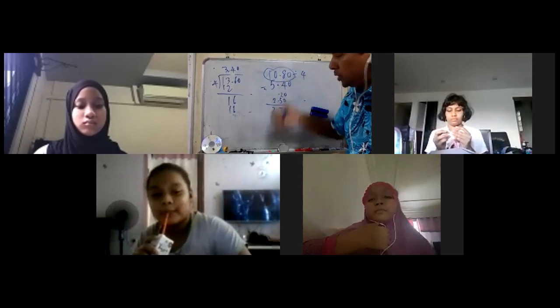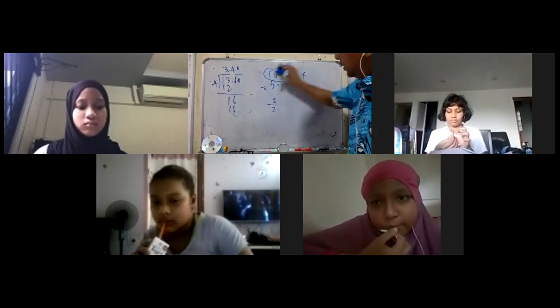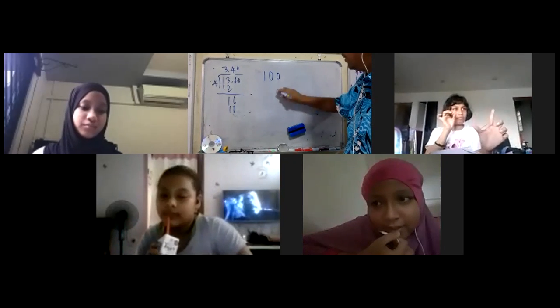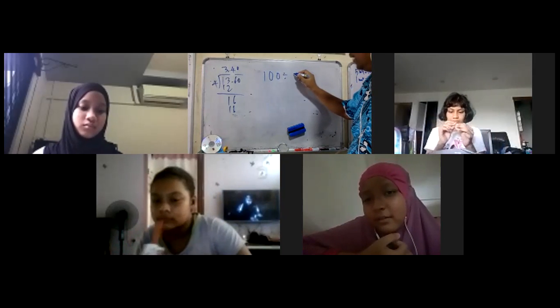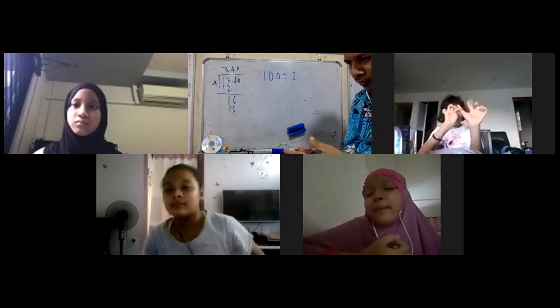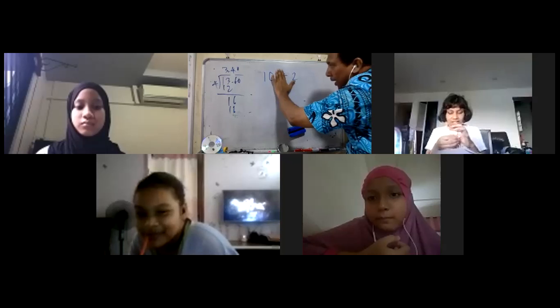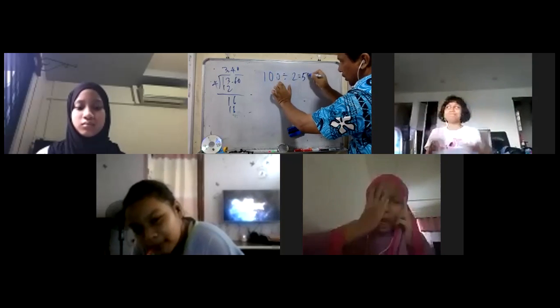Why do I want to teach you this? Because your calculation becomes faster, no? Okay, we try now. Next one. 100 divided by, okay, divide by 2. What's your answer? 50. Okay, if those of you do not know, you cover the thing. 10 divided by 2, 5. Add a 0, 50.